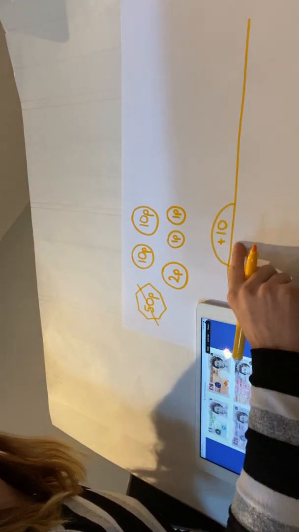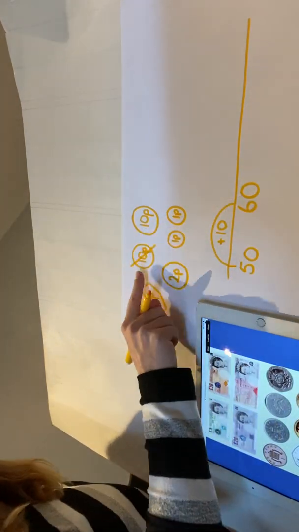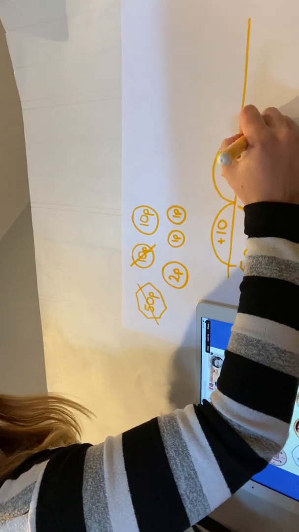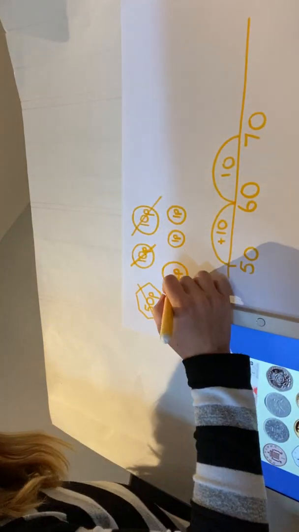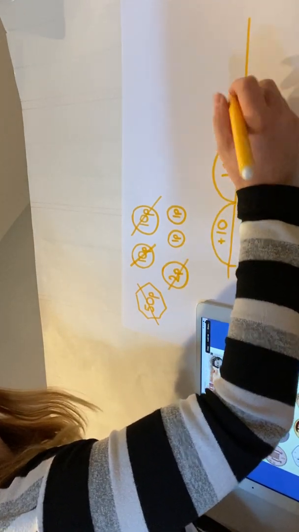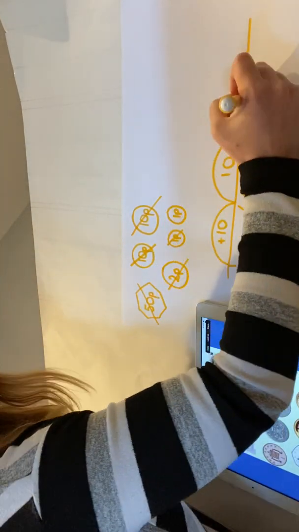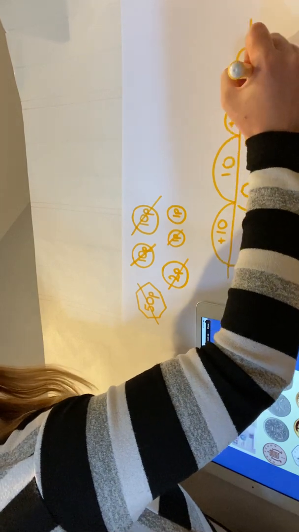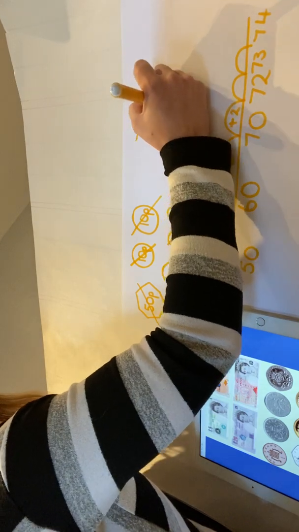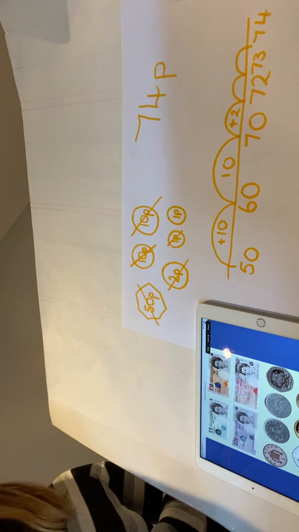So 50, when we add 10, the ones don't change. So that would be 60. I'm going to cross it out so I know I've counted it. Add another 10, which would be 70. Add my 2. Now I know this time my ones will change. So 70 add 2, 72. Add my 1, add my 1. So we've got 73, 74. So I know that that group of coins totals 74 pence.